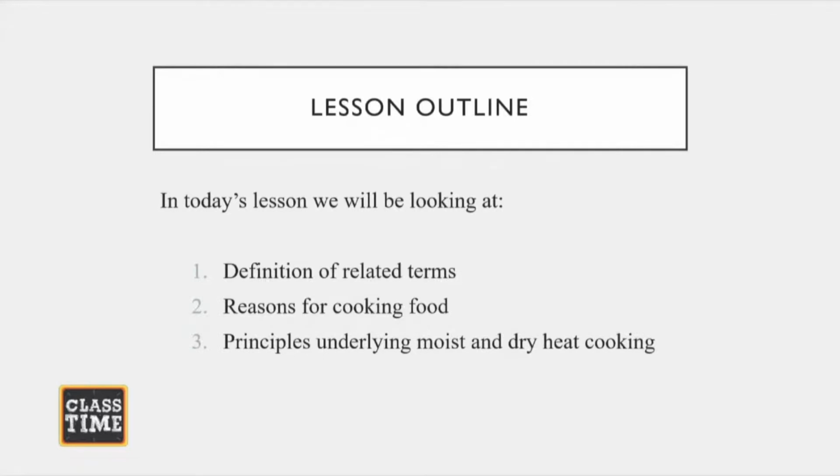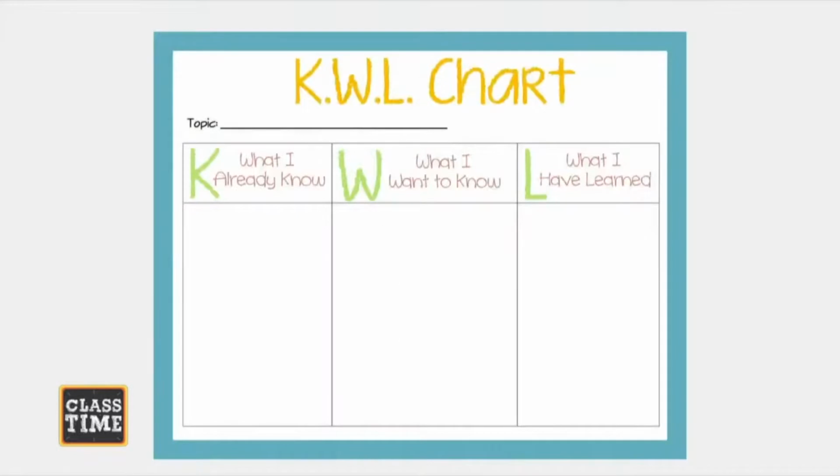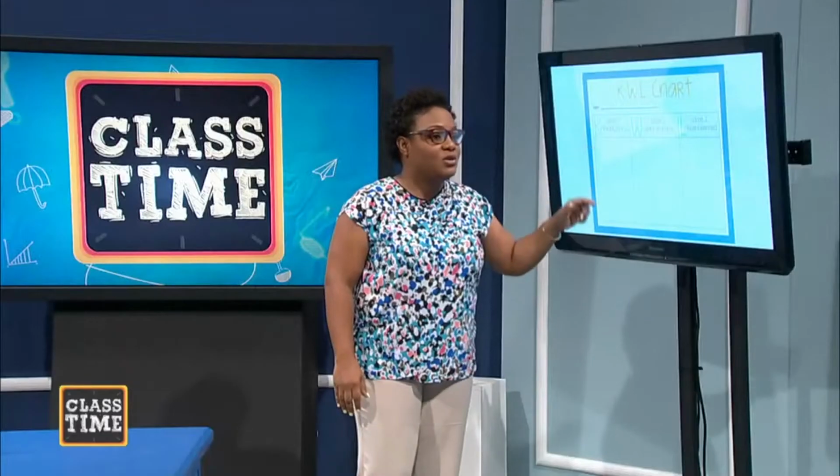So let's just do a little example. What I already know. Suppose you already know the definition of cooking or anything related to it. You'd fill it out in the first slot. What I want to know. All right, I know the definition, but I don't know the principle, so I want to know what the principle is. And then at the end of the lesson, you'd fill in what it is that you have learned, if you have indeed answered what you wanted to know.